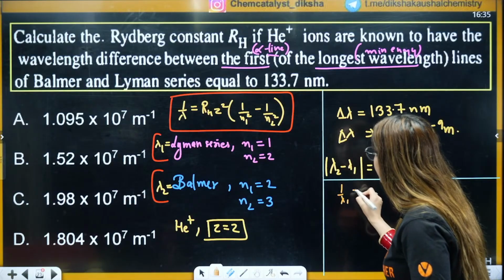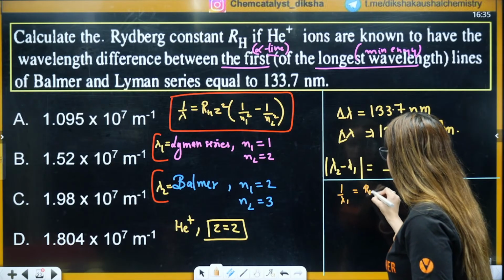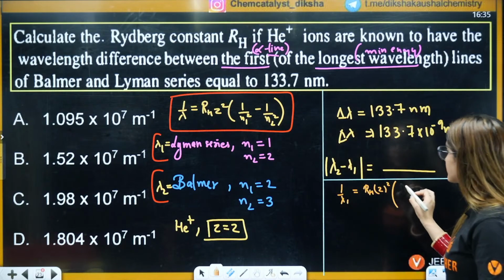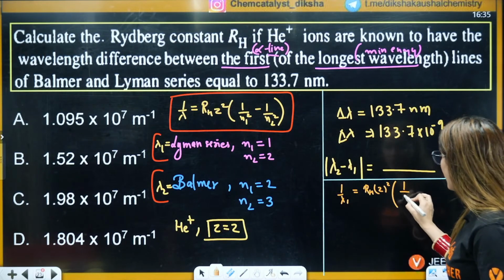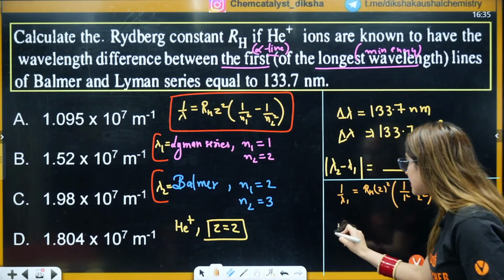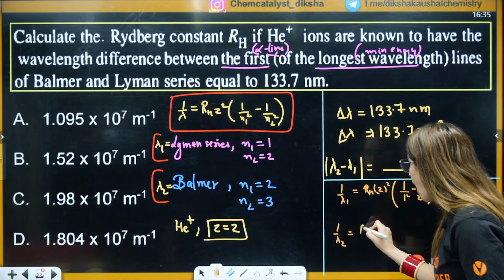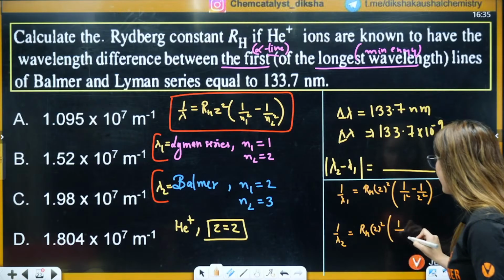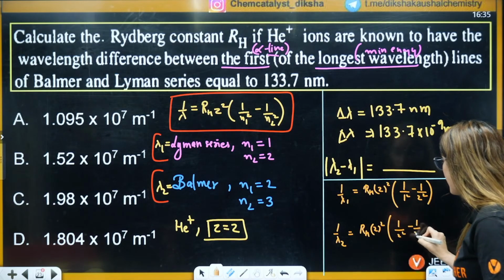1 by lambda 1 is equal to R_H Z squared, because Z is equal to 2, right? So this is 1 by n1 squared, that is 1 square, minus 1 by 2 square. Okay, so you'll have to solve this. Then 1 by lambda 2 is equal to R_H, again 2 square, times 1 by 2 square minus 1 by 3 square.